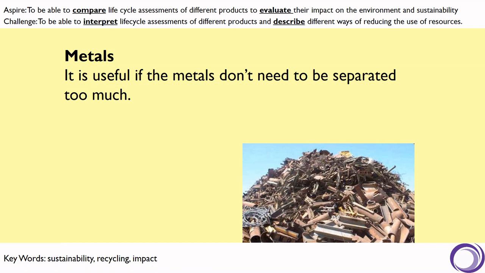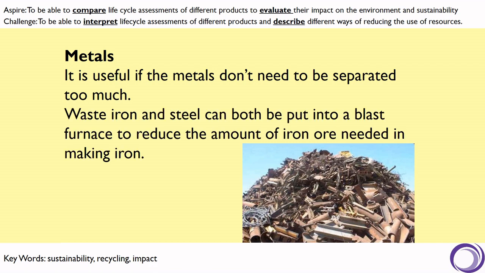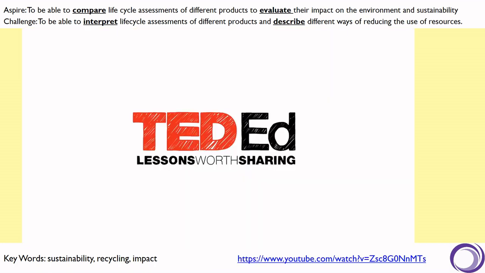Like we've just said, it is useful if the metals don't need to be separated too much. So waste iron and steel can both be put into a blast furnace to reduce the amount of iron ore needed in the production of iron as a resource.